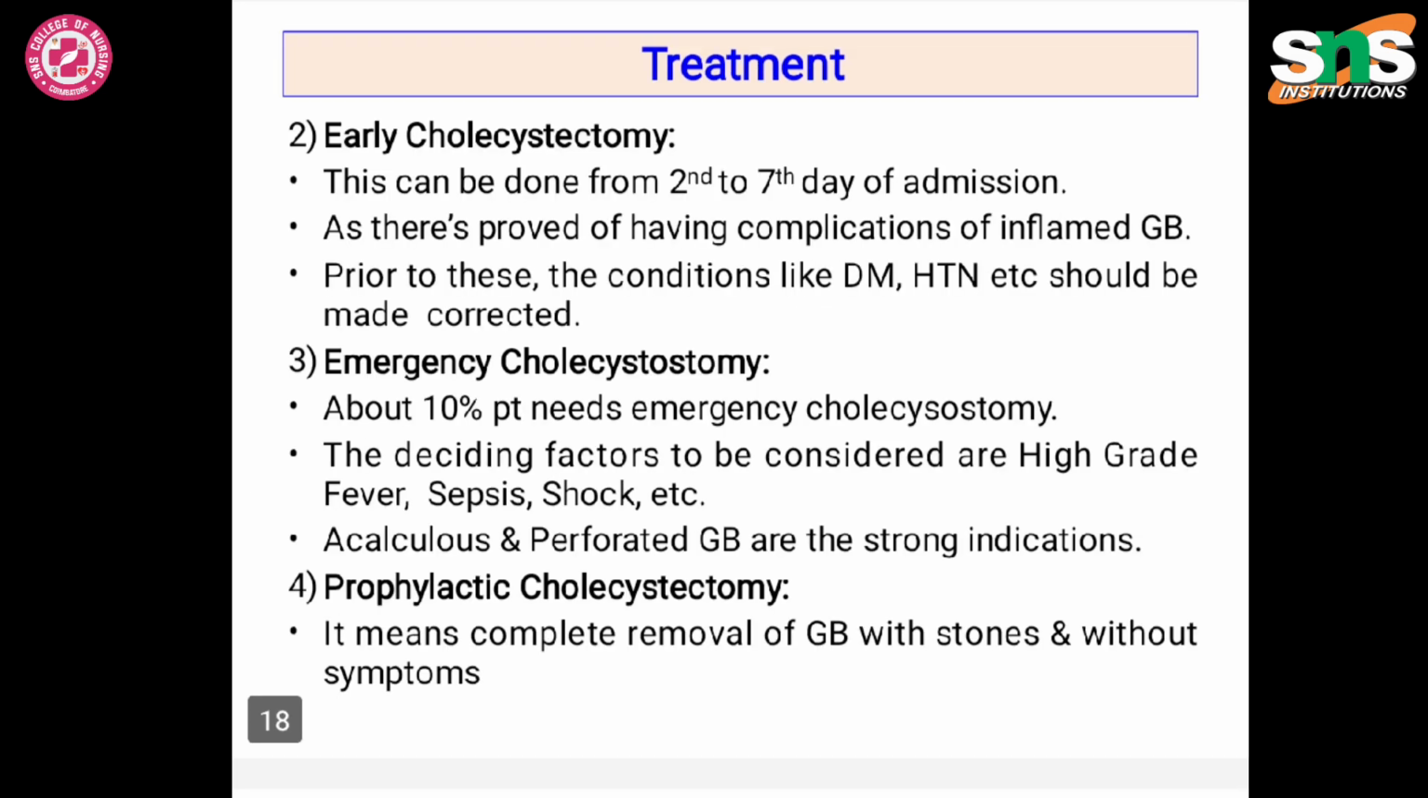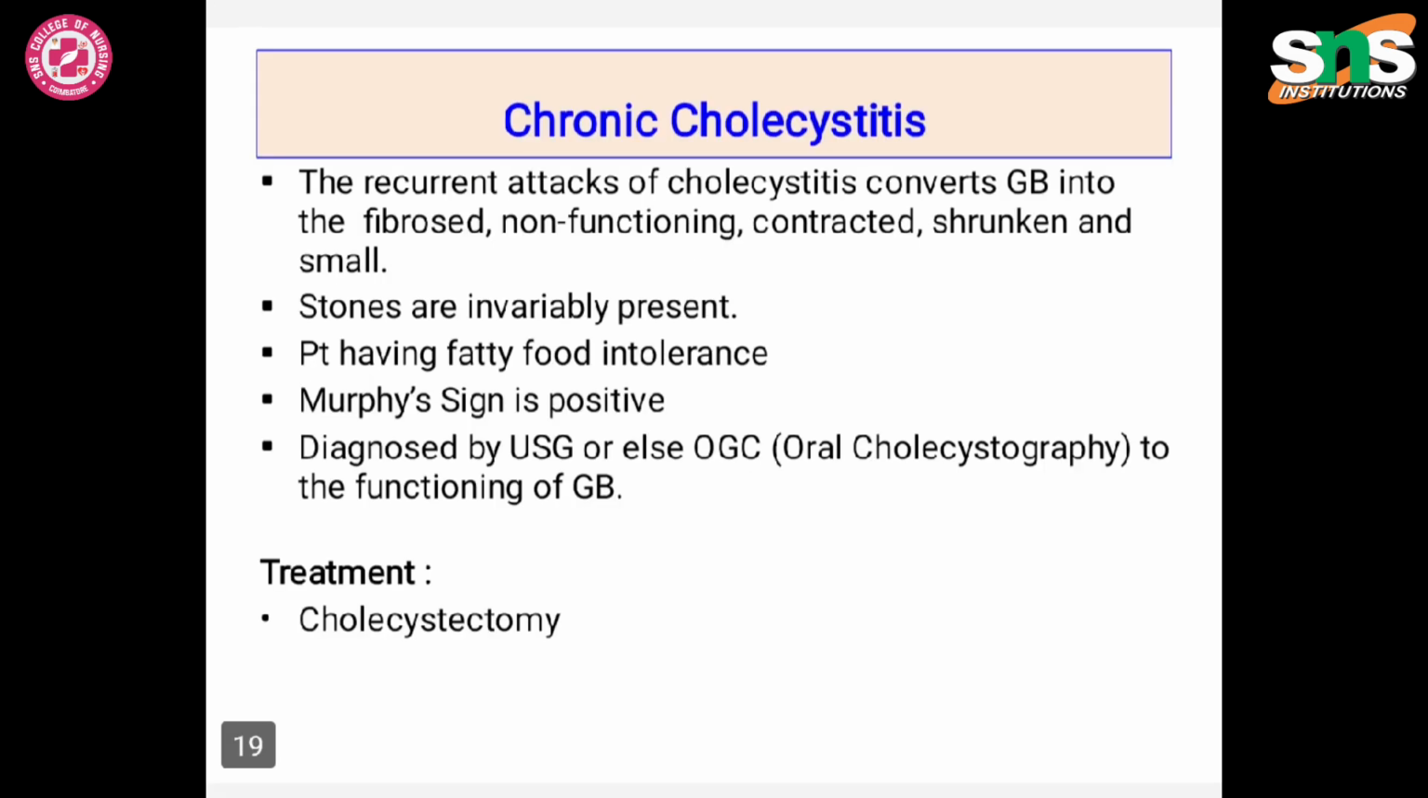So, treatment. First is conservative treatment, that is medical management: admission, aspiration of HCl with Ryle's tube, antispasmodics, injection morphine 8 to 10 mg IM along with injection atropine 0.6 mg to relieve spasm, and antibiotics. The patient is kept NBM for 2 to 3 days. During this period IV fluids are given.